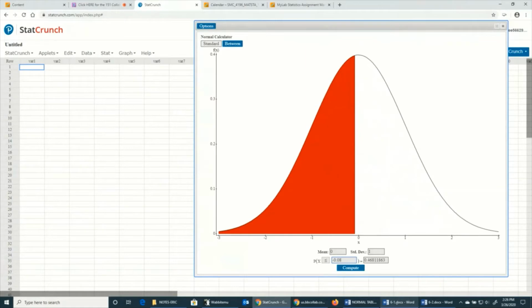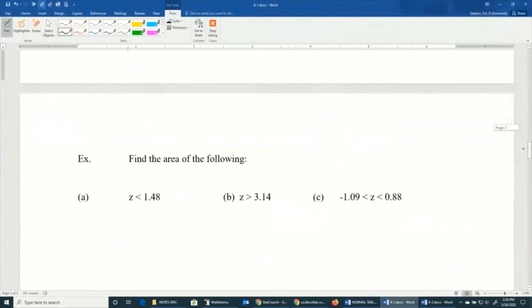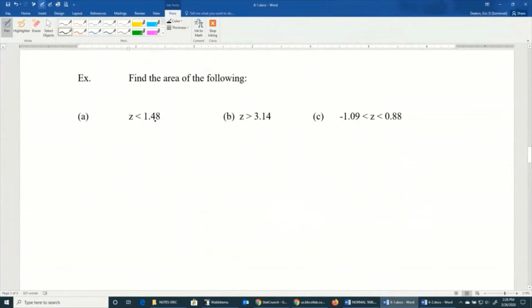I'm just going to keep it there because I'm going to come back to it later on. So let's go to some more examples. This time we have some symbols. Less than means to the left. Greater than means to the right. You see this z? It's in between those two.